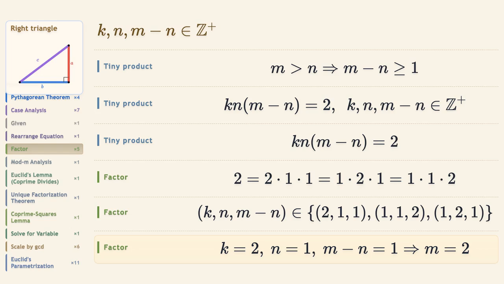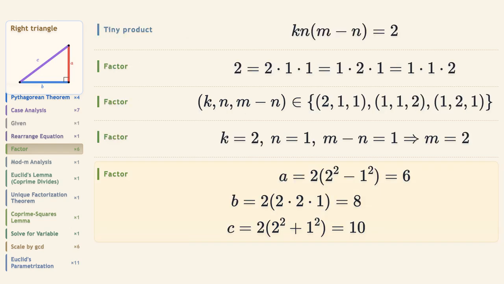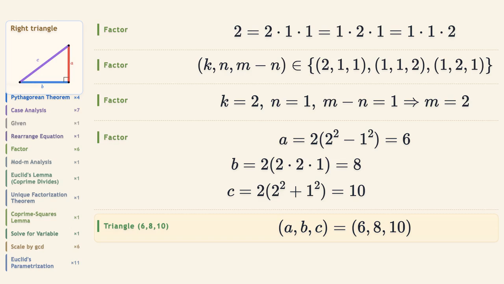In the first case, k is 2, n is 1, and m minus n is 1, so m is 2. Then a equals 2 times (4 minus 1) equals 6. b equals 2 times 4 equals 8. c equals 2 times 5 equals 10. Case 1 produces the triangle 6, 8, 10.